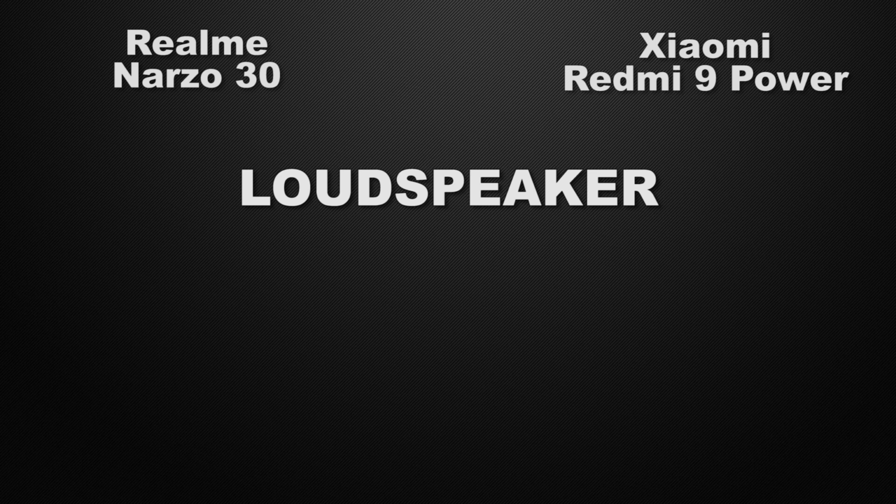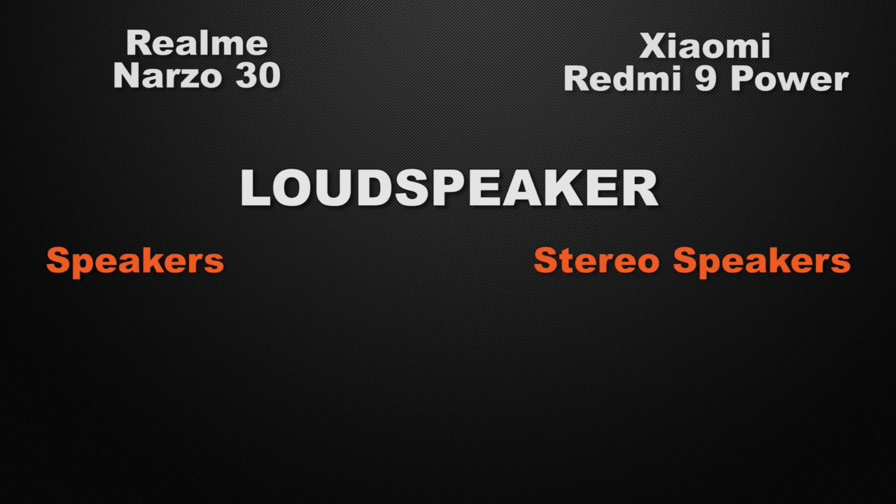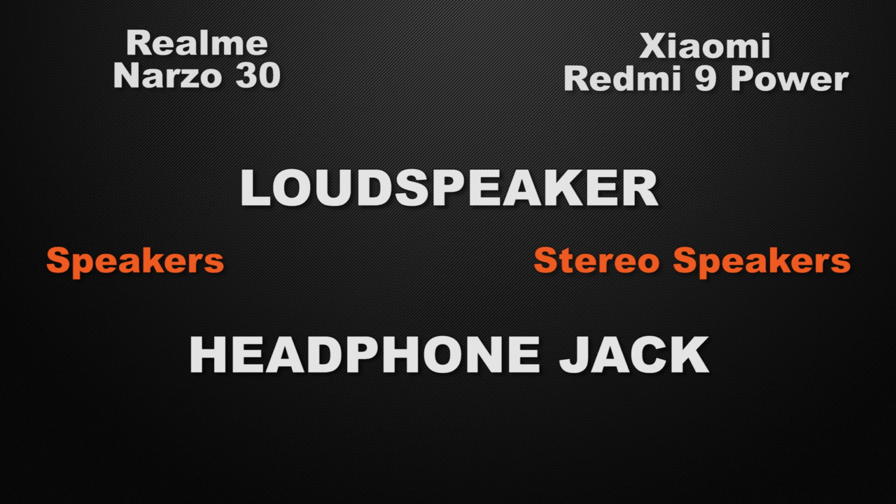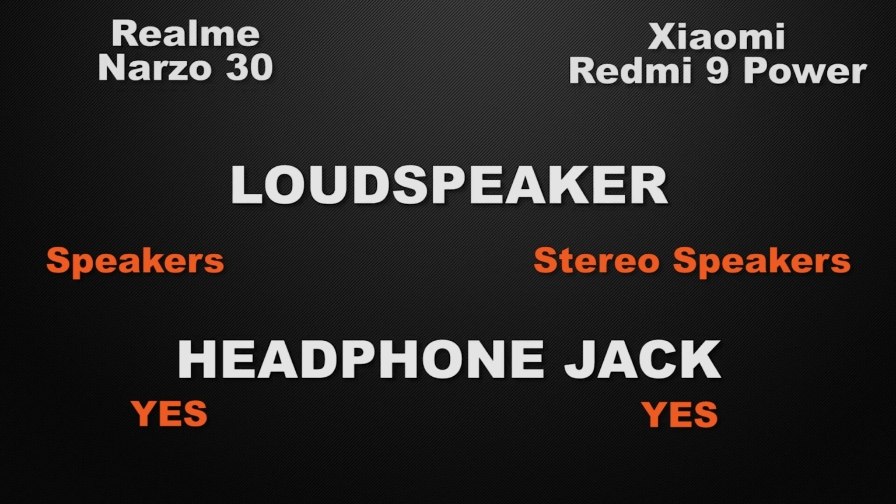Let's talk about the loudspeaker of the devices. Narzo 30 comes with normal speakers, whereas 9 Power has stereo speakers. So the winner here is 9 Power because it can produce immersive sound. And about the headphone jack, Narzo 30 has a 3.5mm headphone jack, whereas 9 Power also has one, so it's a tie here.